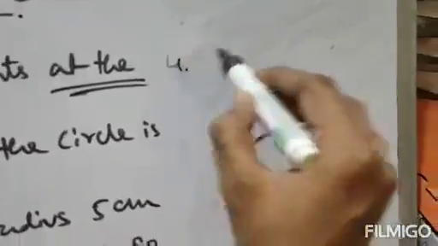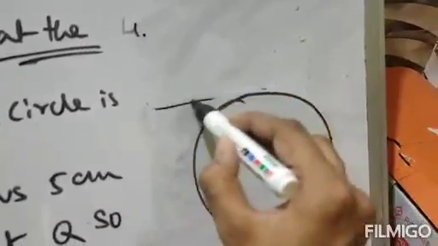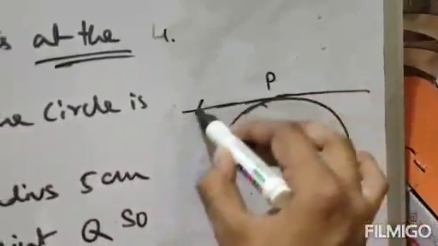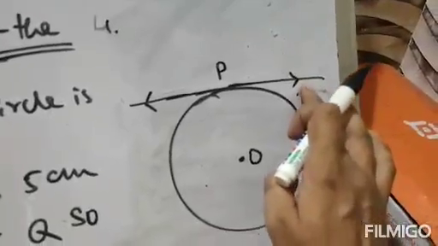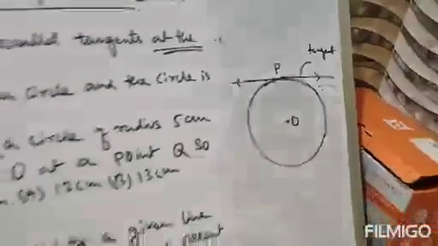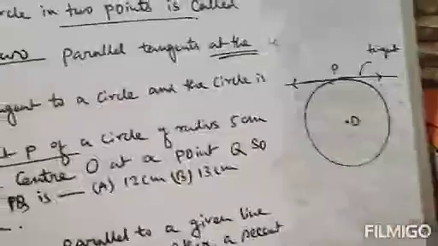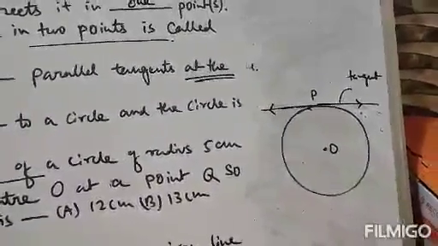So tangent means it touches the circle at exactly one point. So suppose this is the tangent, because it touches exactly at one point. So write tangent right here. Clear. And the second line will be the secant, and that will be parallel to the tangent.